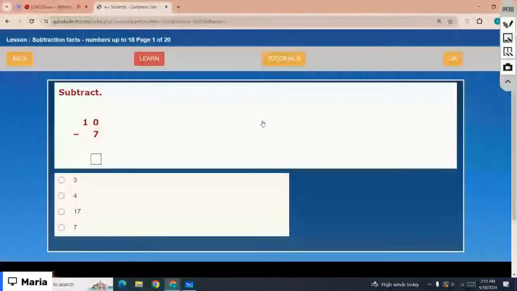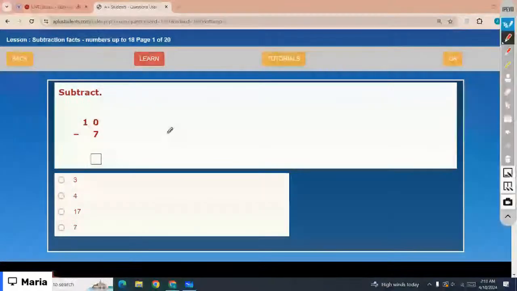Okay, the first one is 10 take away 7. So you have to start subtracting from the ones digit. The ones digit is 0, right? You cannot subtract 0 out of 7. Why? Because 0 is less than 7. You always subtract a smaller number out of the greater one.